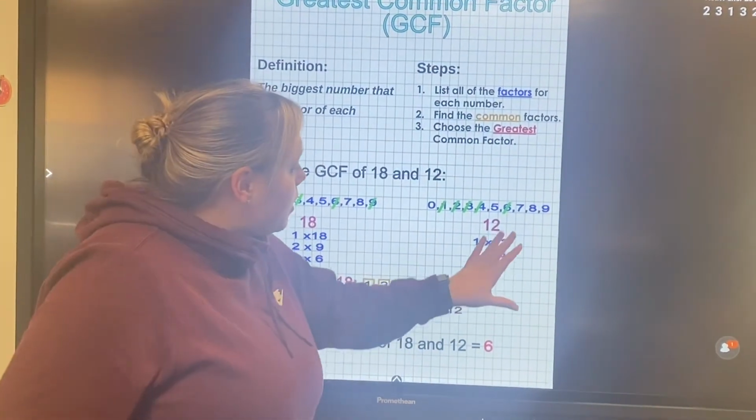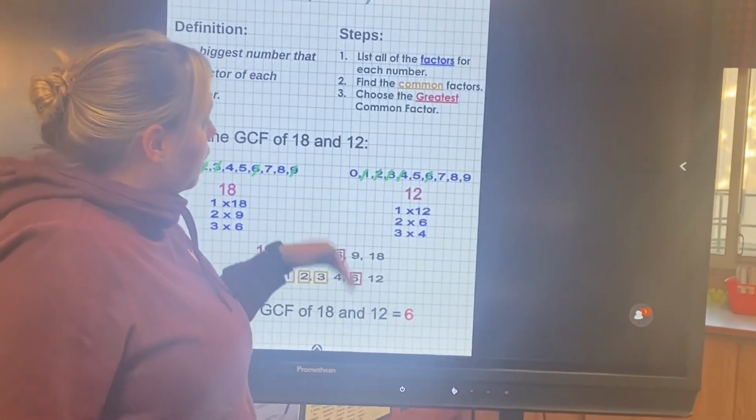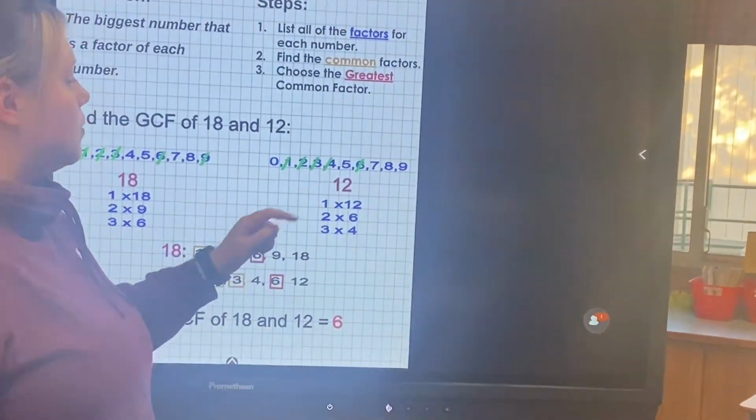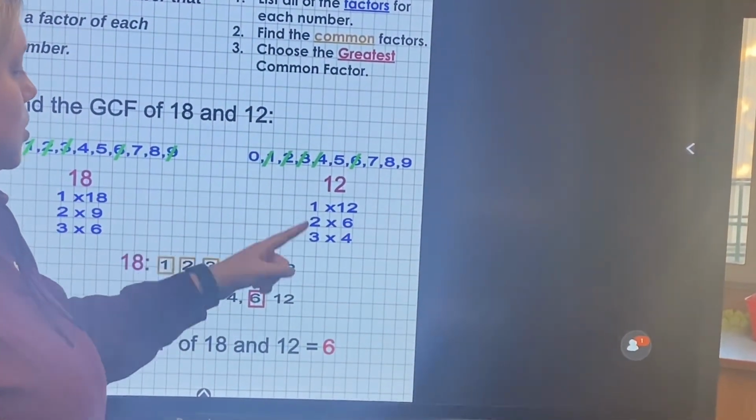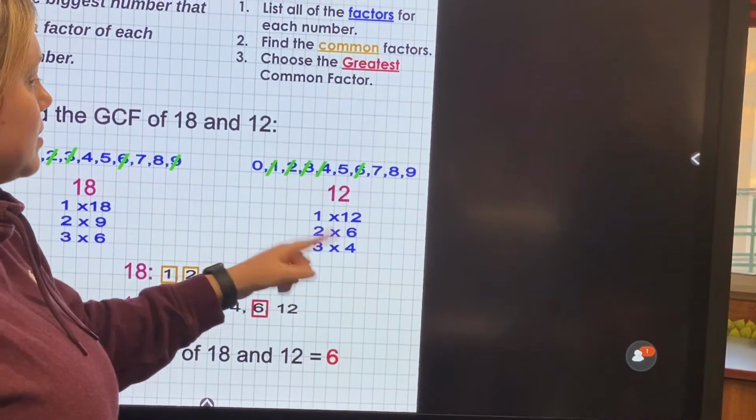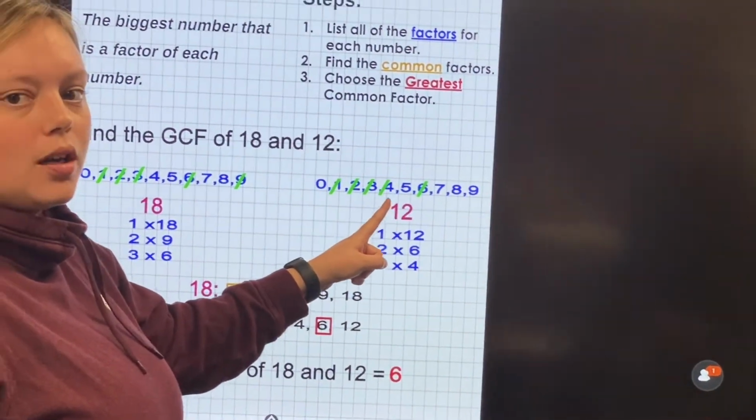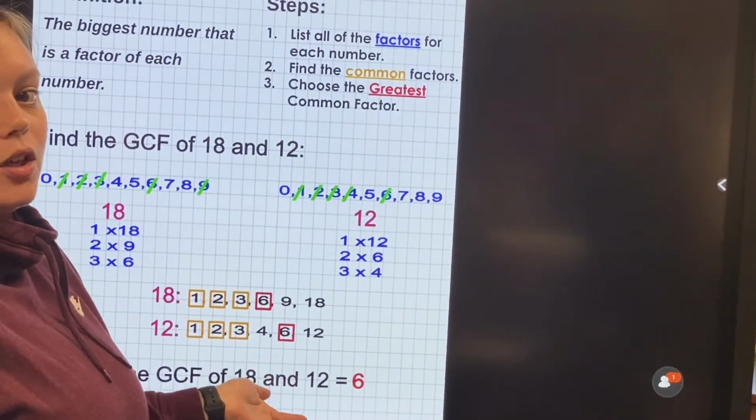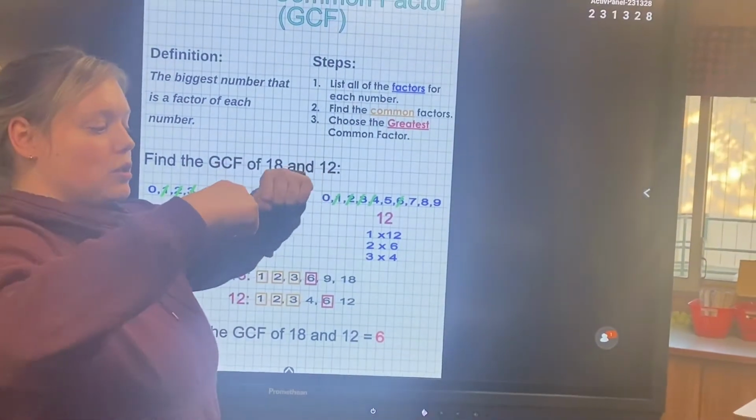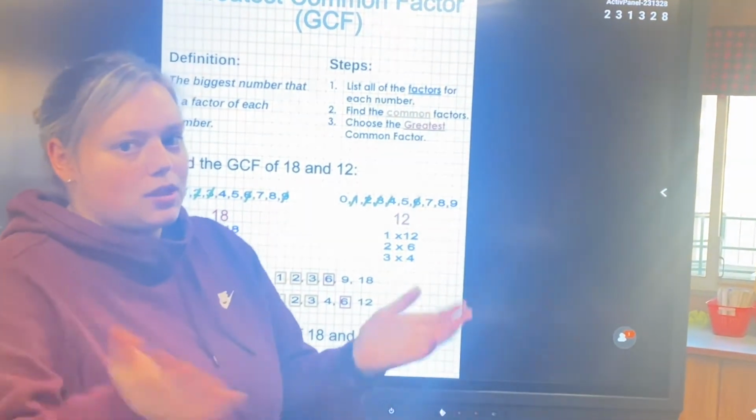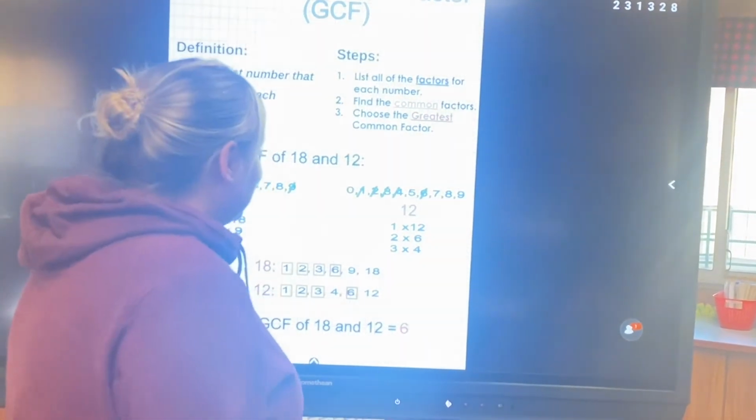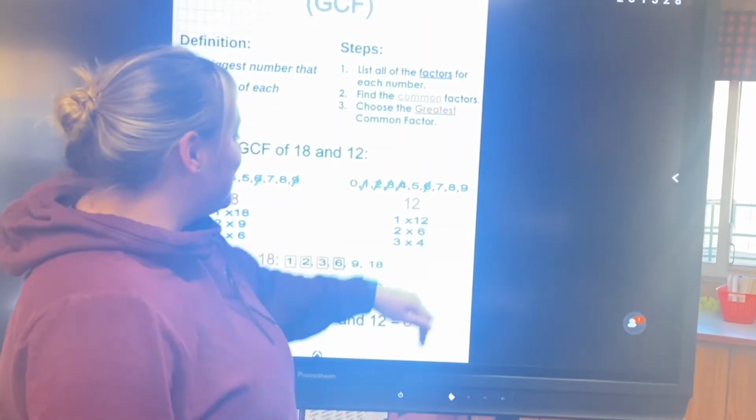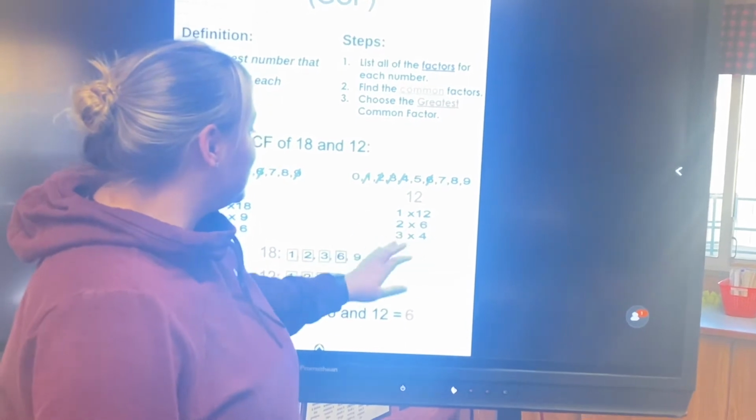Then I'm going to go to 12 and I'm going to do the same steps. 0, no. 1, yes, 1 times 12. 2, yes, 2 times 6. 3, yes, 3 times 4. And then look, I'm at 4. So then I stop because I know that I've met both sides. That both trains have met, which is not a good analogy because that's bad when both trains meet, but y'all get it. So 1 times 12, 2 times 6, 3 times 4.